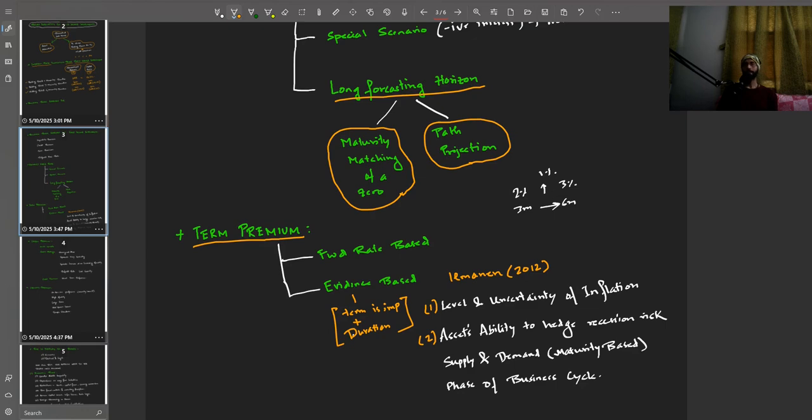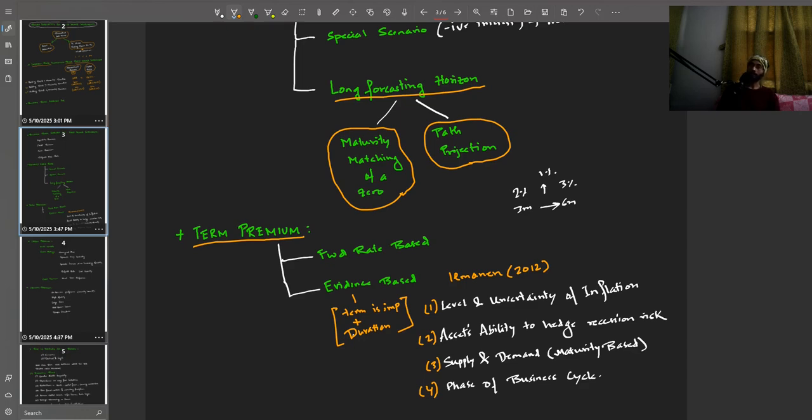Then the third factor that Ilmanen observed was supply and demand, that is maturity based supply and demand. Generally, the shorter the maturity of a bond, the greater the demand the bond has, which implies they have the lesser term premium. The higher the demand, the lesser the premium that is required to be paid. Fourth factor is the phase of the business cycle.